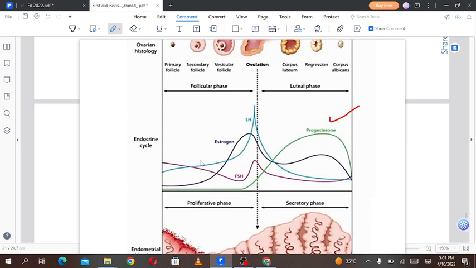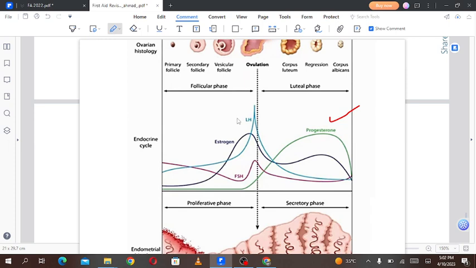Keep in mind that this black line represents estrogen. During the development of the primary follicle, then the secondary follicle, then the vesicular follicle, we have previously studied that estrogen is being produced by the follicles. As the follicle matures, more and more estrogen is produced. Initially, estrogen is suppressing FSH and LH. As you can see, as estrogen is rising, FSH, the purple line, is falling, and the sky blue line, LH, is also at baseline level. It is not increasing dramatically.